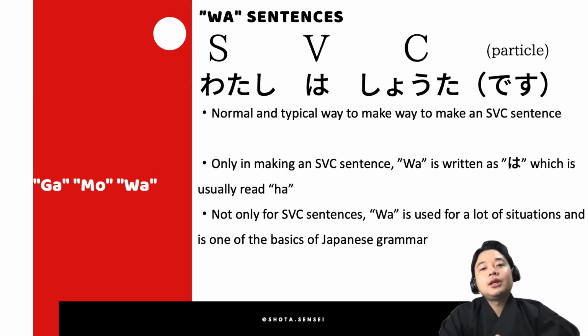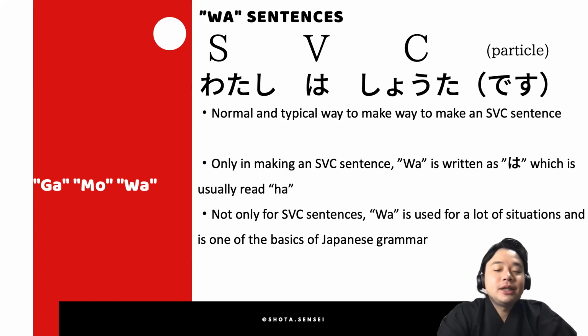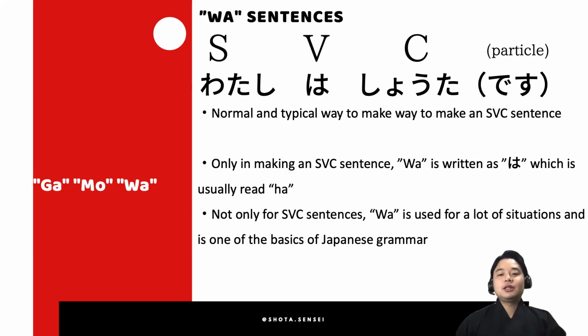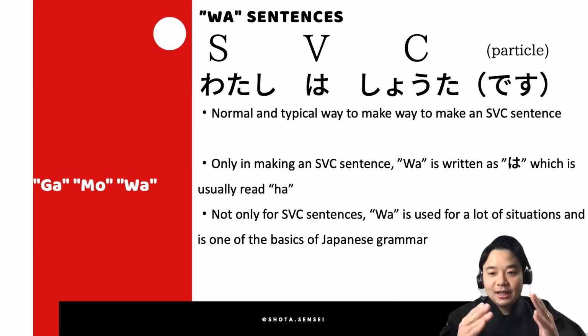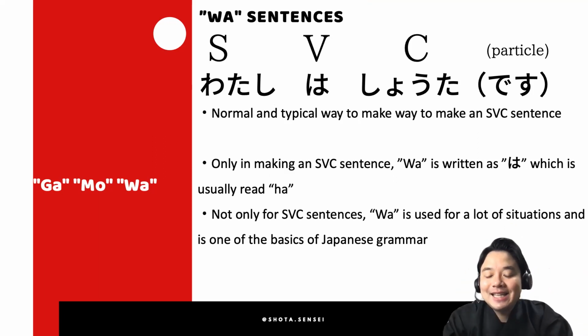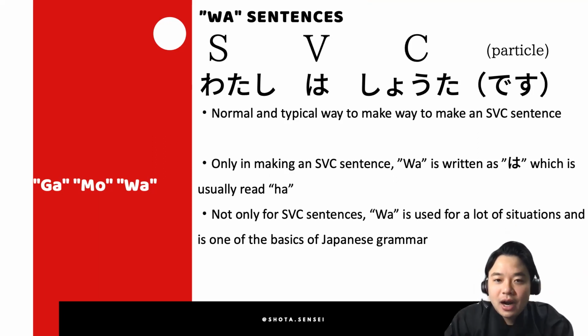All right. So now, what about the ga, mo, wa sentences? First of all, this one, wa sentences, is the most typical form, and that's the basic and normal way to make an SVC sentence. So this is probably what you should learn first, all right?